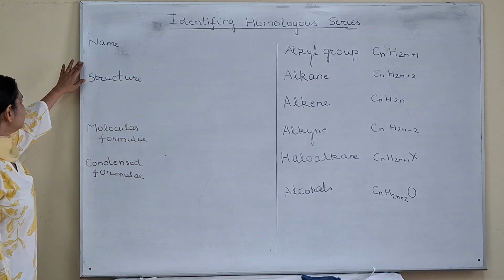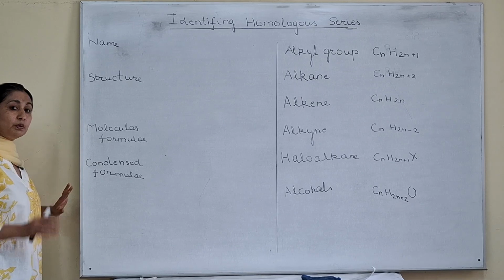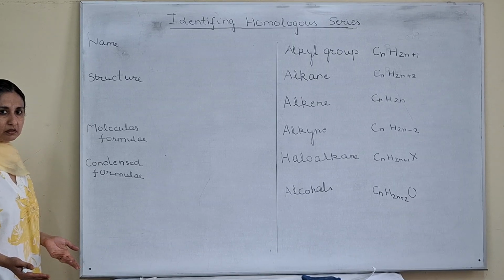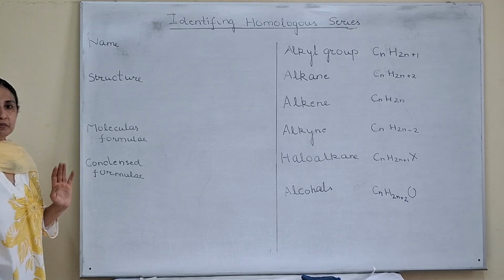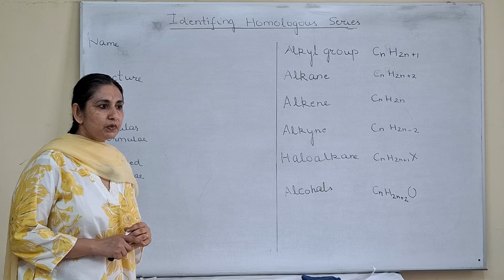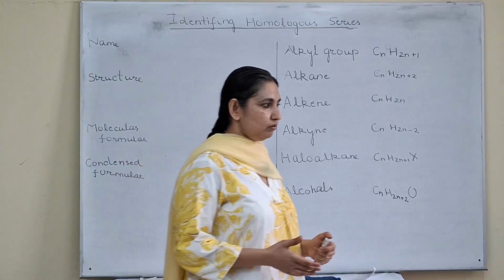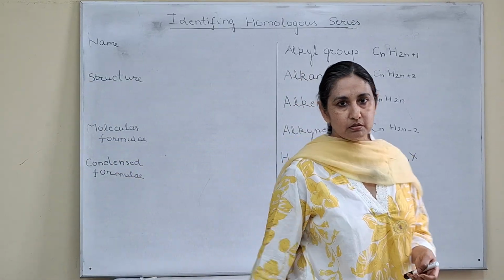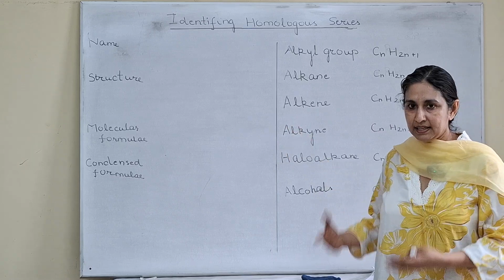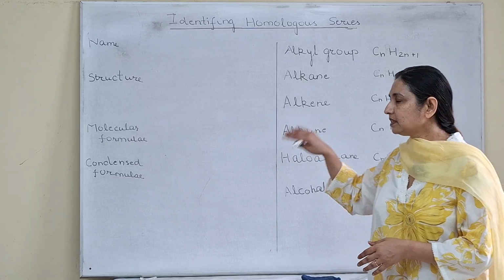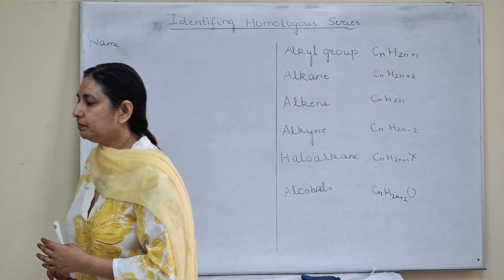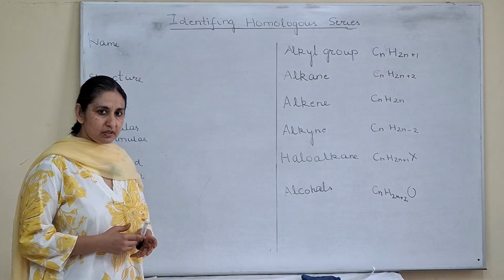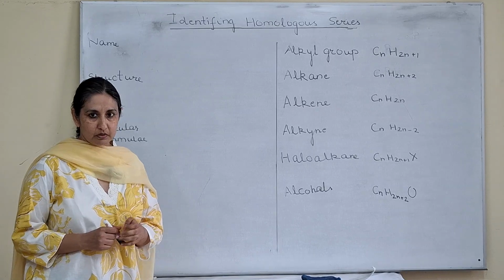Now, there are different types of things which help us to know about it. The name, structure, molecular formula, and condensed formula, these are the things which help us know whether CH4 belongs to the alkyl group or alkane or what. So, we'll take some examples and try to understand which homologous series different compounds belong to.